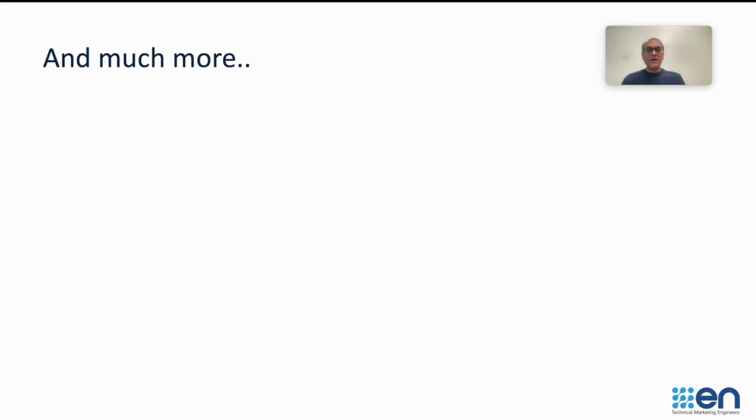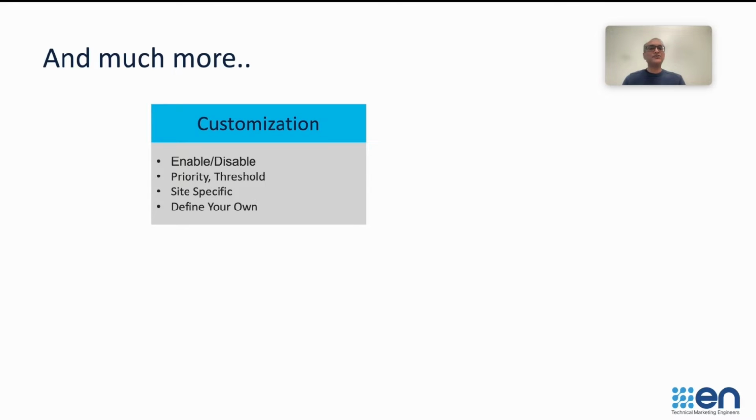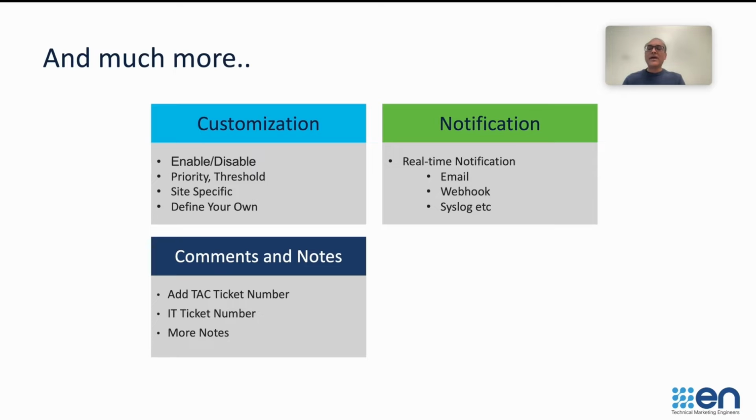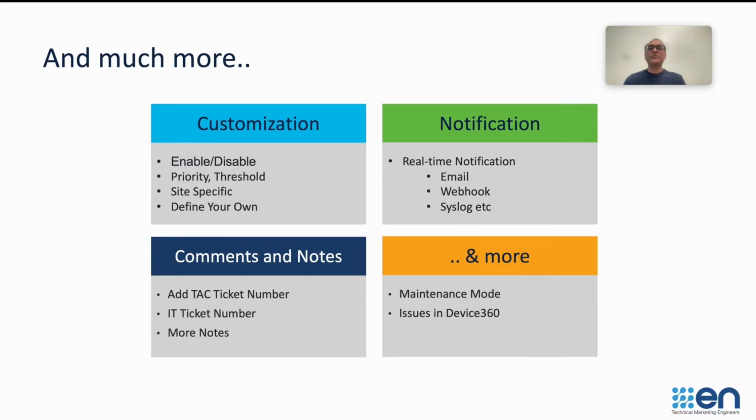In the second set of videos, we will go through how you can customize these issues for your particular environment. You can enable or disable these issues, change priorities, or in some cases change the threshold of these issues. You can even customize these issues differently for each site. You will be able to define your own set of issues based on an incoming syslog pattern. We will see also how you can enable notification for these issues so that you can be notified in real time when these problems happen via these mechanisms. You will be able to add comments and notes for your reference in the issue detail itself. And we will also cover a few other topics.